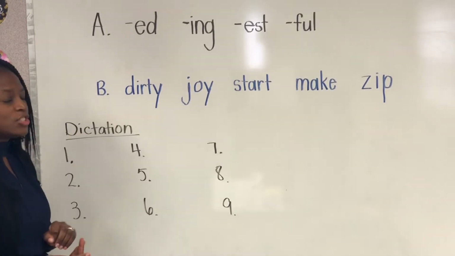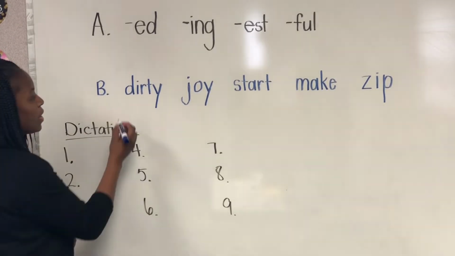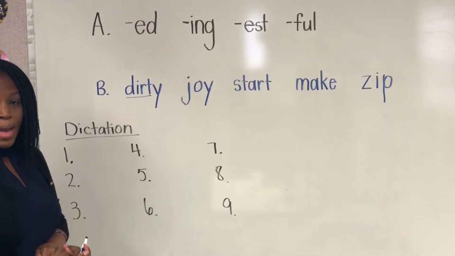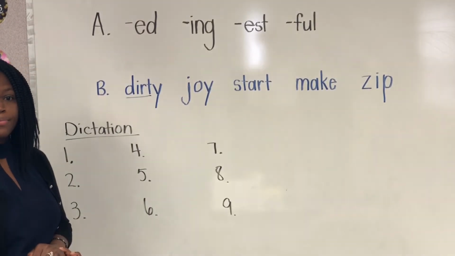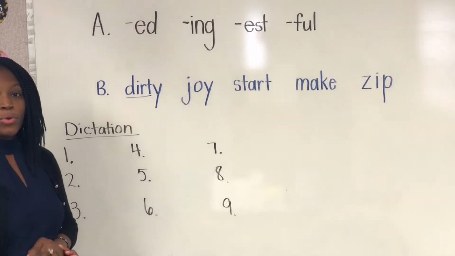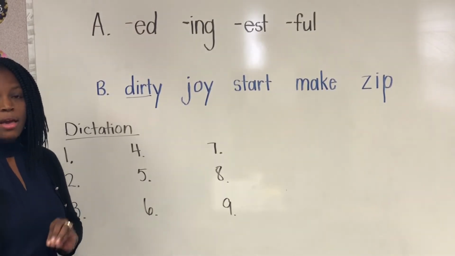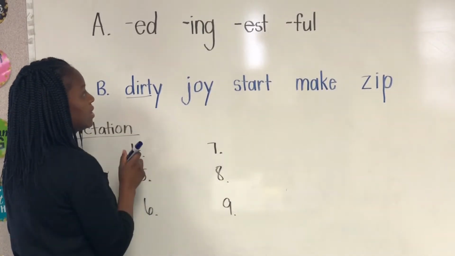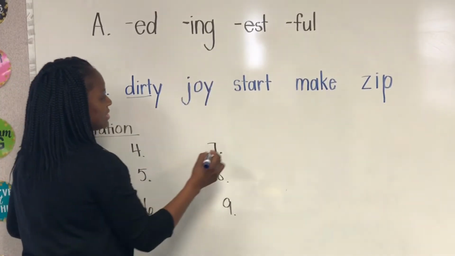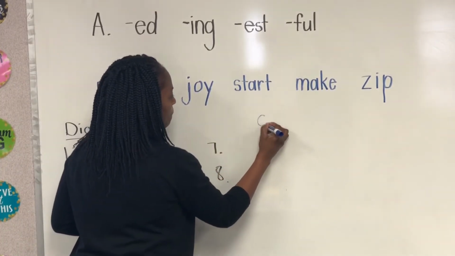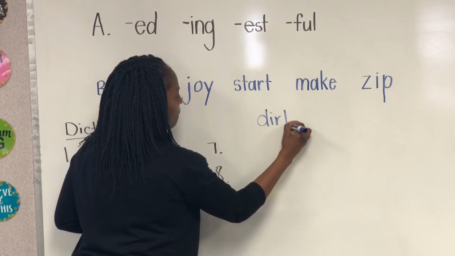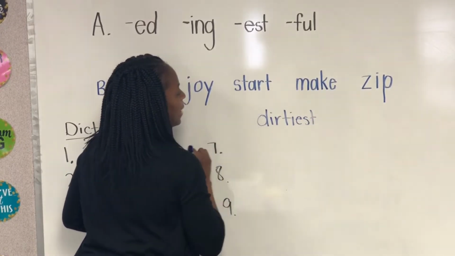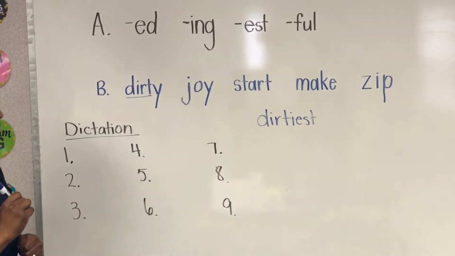Our first word is dirty. My root word is dirt, and it ends in a Y. Remember, when a root word ends with a Y and we're adding a suffix beginning with the E, that Y is changed to an I before adding that suffix. So I'm going to write dirtiest. I change the Y to an I and add EST. My new word is dirtiest.